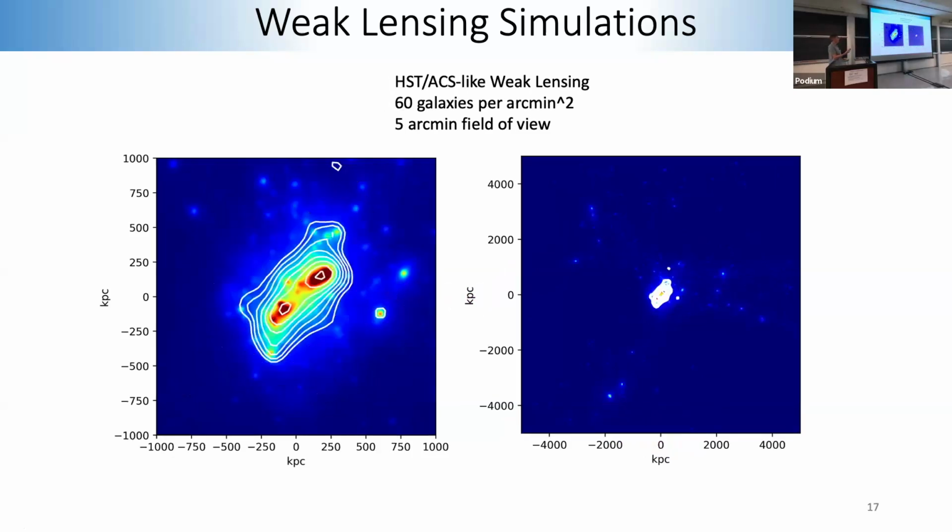With Hubble-like imaging, I've kind of cheated and said it's 5 arc minutes, which is a bit bigger than Hubble, right? But close enough. At 60 galaxies per arc minute squared, we can really start to resolve the substructures in the core of the cluster, but we get absolutely nothing out here unless we want to expend a lot of time trying to do some kind of mosaic imaging.